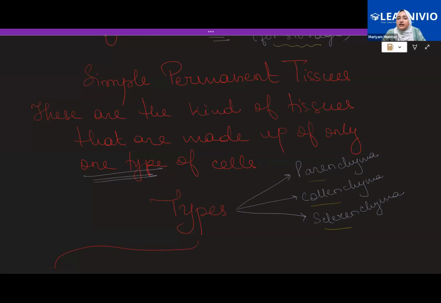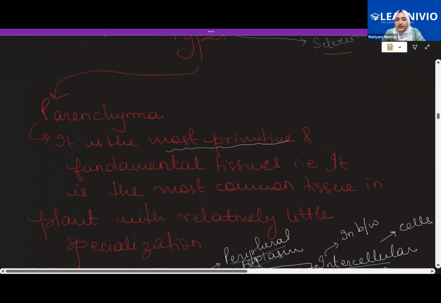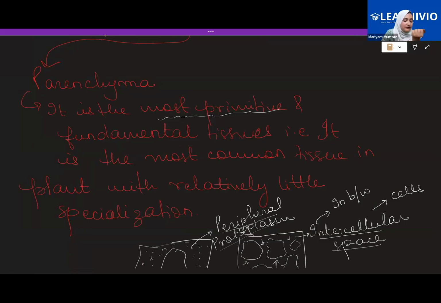Further, the simple permanent tissues are of three types: parenchyma, collenchyma, and sclerenchyma. These are the three types of simple permanent tissues. The first one is parenchyma. This is one of the most primitive and basic kinds of tissues as far as the permanent tissues are concerned. It is the most common and most abundant tissue in the plant's body. A lot of the permanent tissues are parenchymatous.